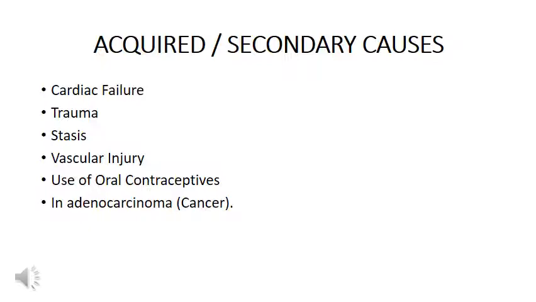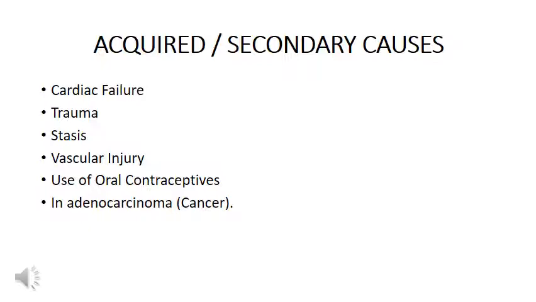Then vascular injury. Vascular injury is actually associated with trauma. So during any trauma or without any trauma, when internal bleeding occurs or any injury to blood vessels occurs, it can cause formation of clot, or it can enhance the chances of clot formation in blood.